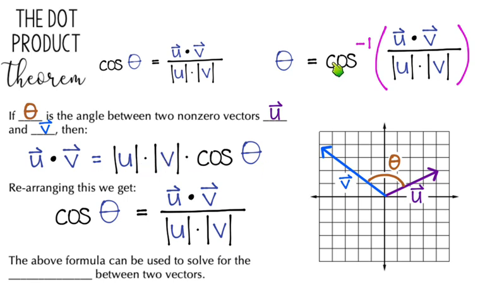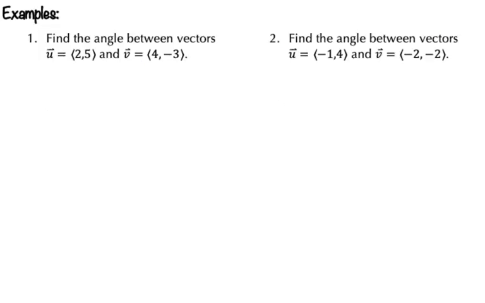But we can use the dot product theorem to solve for theta. Be aware, when we say theta equals, this itself is not the dot product theorem. It's how we rearrange it and solve the dot product theorem to find an angle. So we find the angle between. Let's do that for two problems.